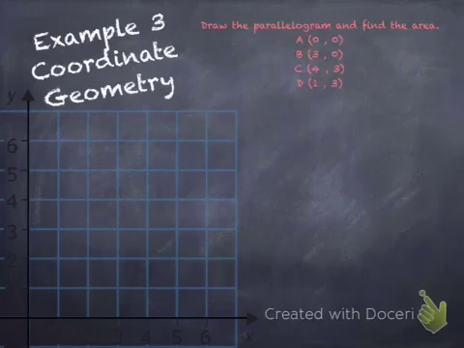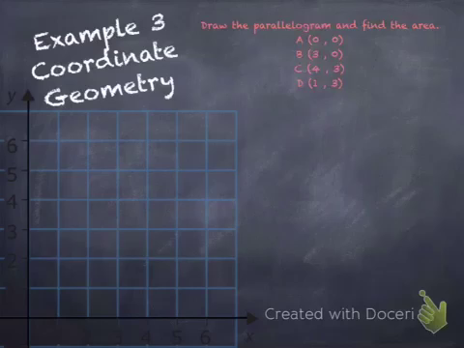And with example number 3, we're going to be doing a little bit of coordinate geometry. It tells us to draw the parallelogram and find the area. So first we have to actually draw the parallelogram. And the way that we're going to do that is using these coordinates that they give us over here.